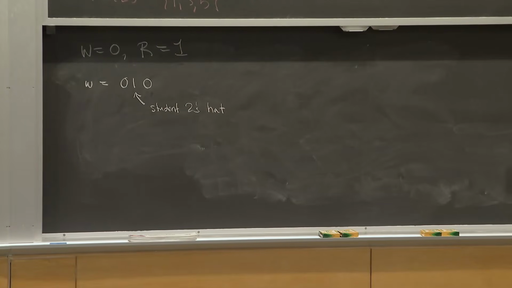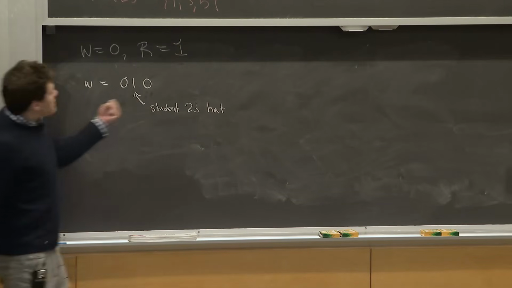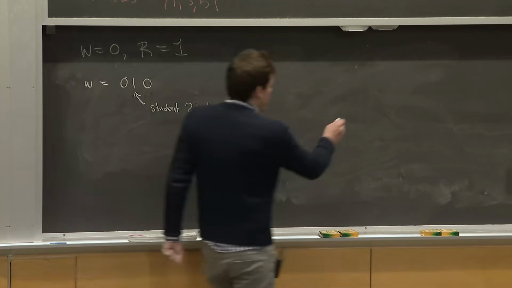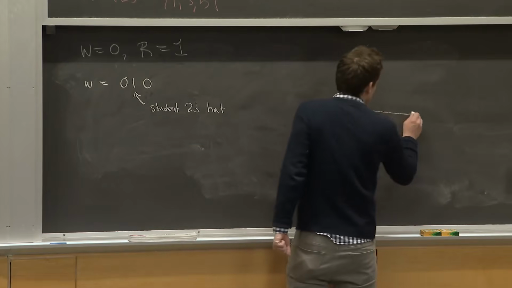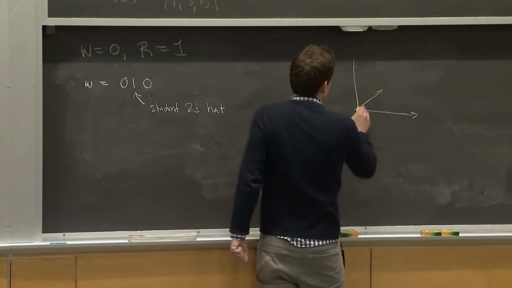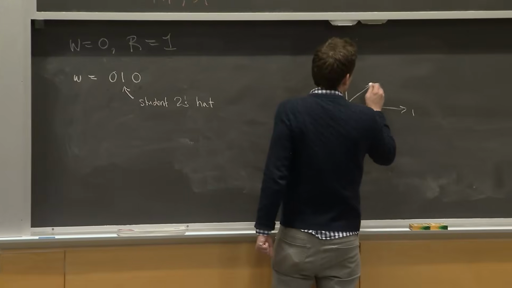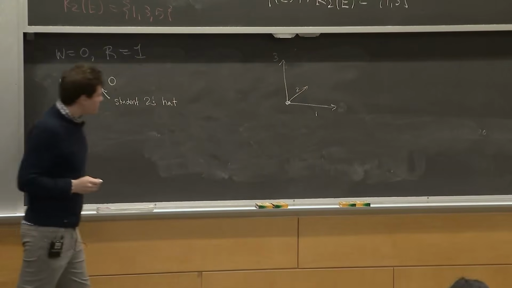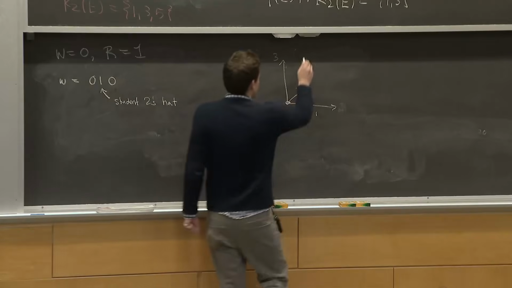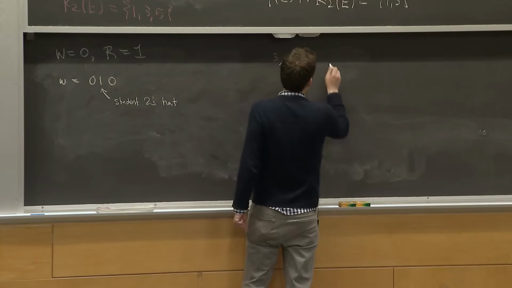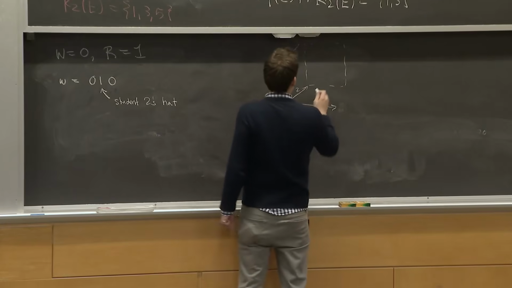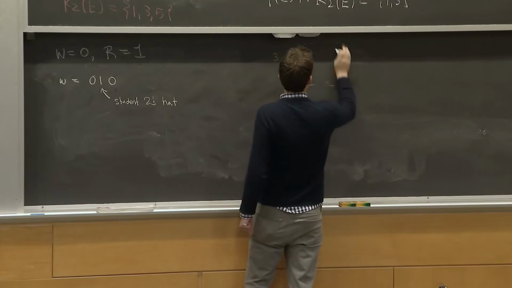Now, this means that we have 8 states, and it turns out to be quite useful to represent the states as the corners of a cube. So let me think about different axes here. We have the first axis, the second axis, and the third axis. This will kind of test my drawing abilities here.